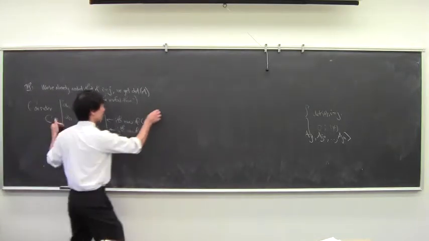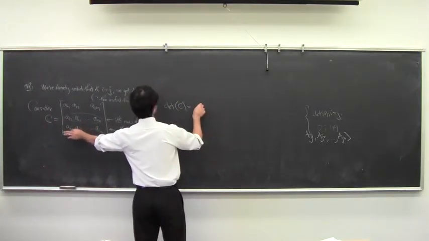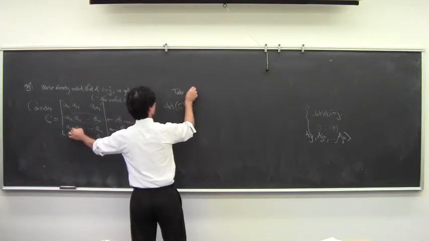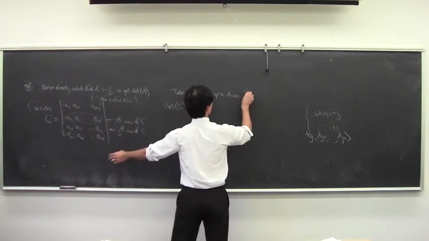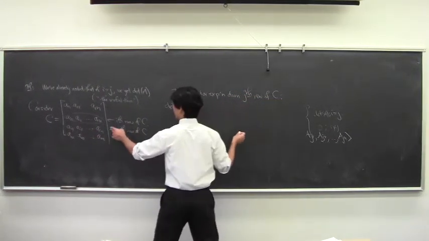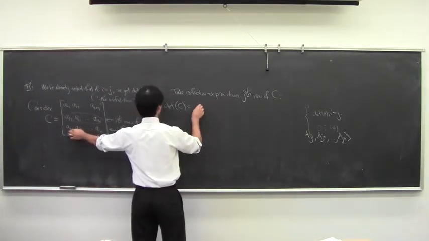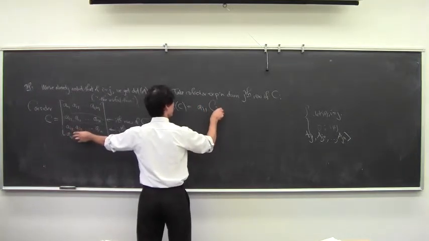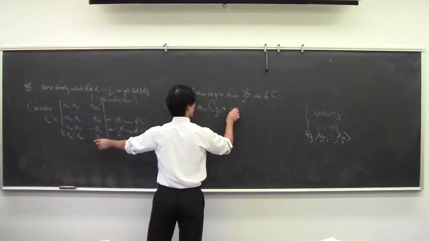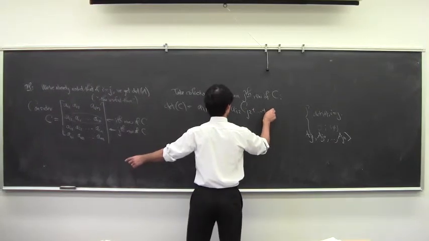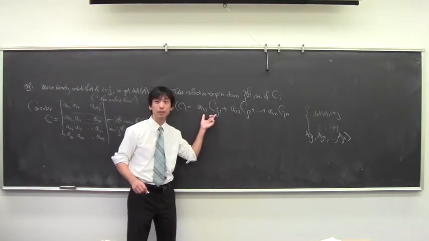Now let's look at the determinant of C. Well, the determinant of C, we'll expand it, so take the cofactor expansion down the jth row of C. We end up with a_i1 times the cofactor C_j1, plus a_i2 C_j2, plus a_in C_jn. Is everyone okay with that statement?